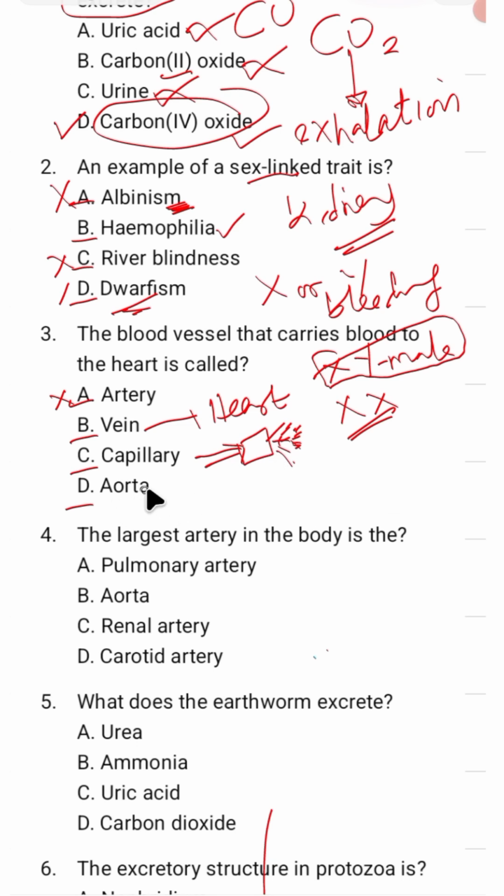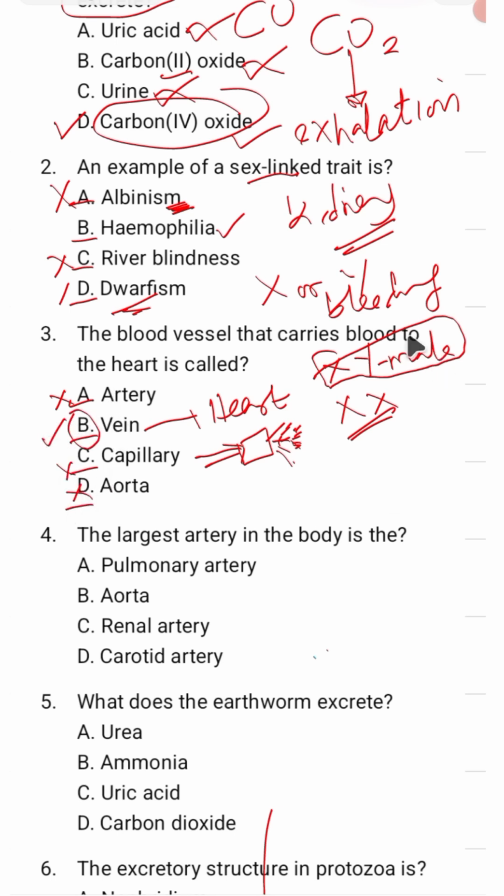The last one is aorta. Aorta is a specific artery, one of the largest arteries. Okay, it's a specific artery. It's not a general blood vessel type. So aorta is an example of an artery. You understand? So the answer to this question is, the blood vessel that carries blood to the heart is called vein. So option B is the answer, vein. Vein is the answer. These ones are wrong.